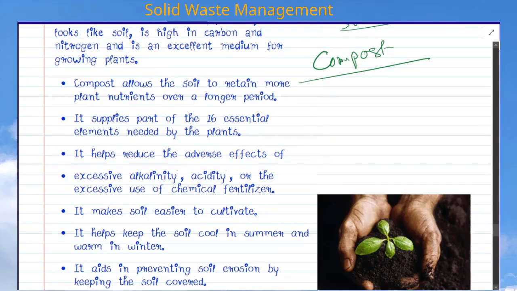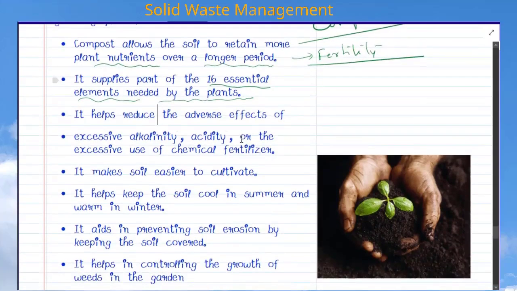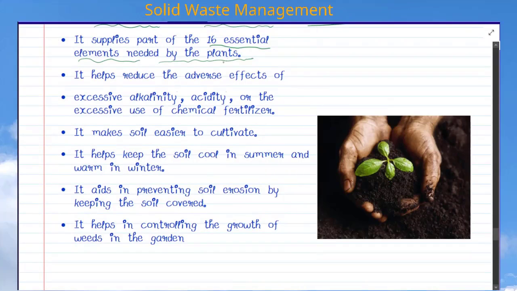Compost allows the soil to retain more plant nutrients over a longer period of time. So the fertility of the soil is maintained by use of compost. It supplies part of the 16 essential elements or nutrients needed for the plants. So nutrients are automatically supplied if we add compost to the soil. It helps reduce the adverse effect of excessive alkalinity or acidity or excessive use of chemical fertilizer.